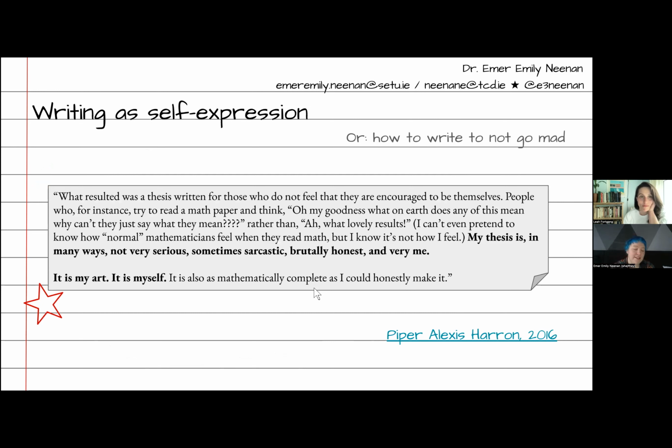And I found this thesis written by Piper Alexis Aron, who's a mathematician. And she wrote her thesis in this really fun way: every section of her thesis was divided into three parts. The first part would be written for a lay audience. If she was at the pub with her friends who are not mathematicians, and they asked, what are you doing? It would be that version of it.